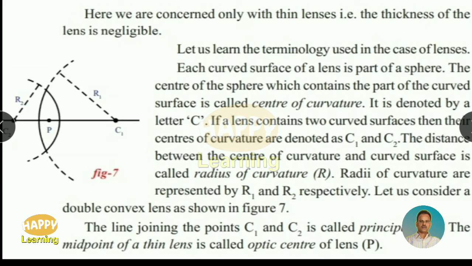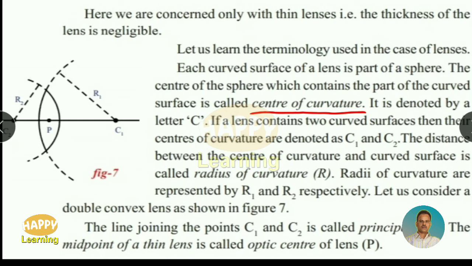Right. Let us learn the terminology used in the case of lenses. Each curved surface of a lens is part of a sphere. Yes, we know. If we extend the curved surface, we will find a sphere. The center of the sphere, which contains the part of the curved surface, is called center of curvature.